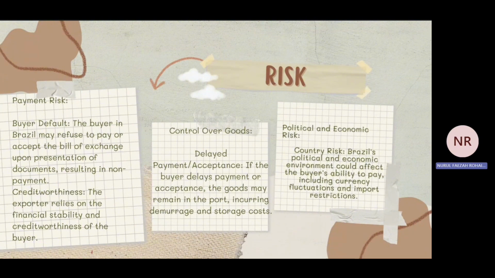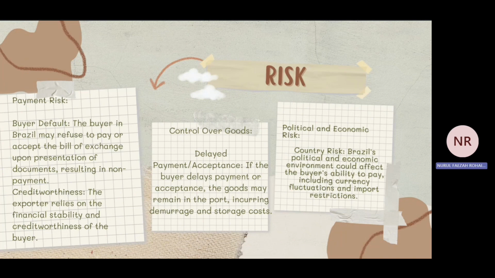So we have five risks for the documentation. Number 1 is payment risk. The example: the buyer in Brazil may refuse to pay or accept the bill of exchange upon presentation of documents, resulting in non-payment. Creditworthiness: the exporter relies on the financial stability and creditworthiness of the buyer. Number 2 is control over the goods, maybe delayed payment acceptance. If the buyer delays payment acceptance, the goods may remain in the port, incurring demurrage and storage costs.